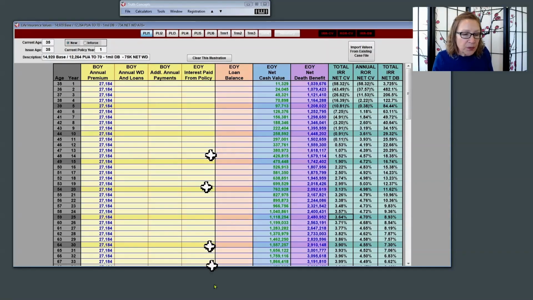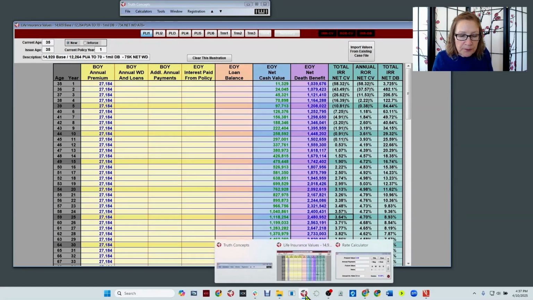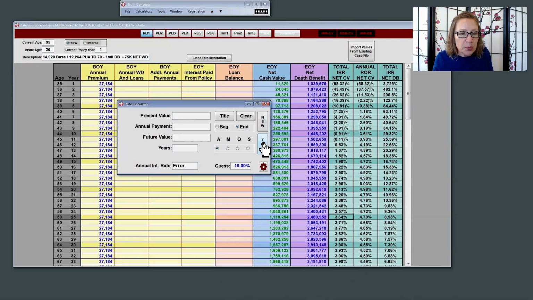Let's take a look. So I have also a rate calculator that we'll put on top. And what we're going to do is identify this 3.64 as our internal rate of return and prove it. Well, how did we get there? We got there by taking $27,000 every single year and earning the 3.64 and having the $1,118,254. Let's prove it out.